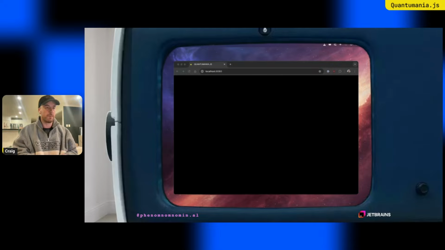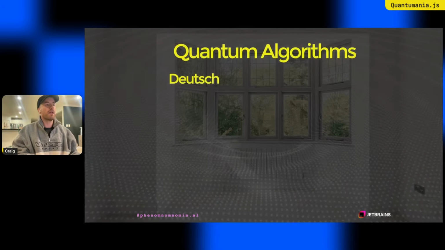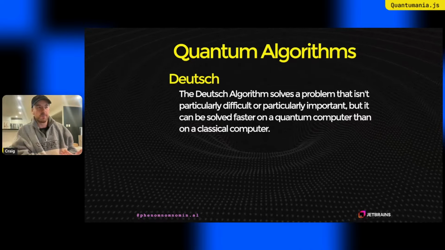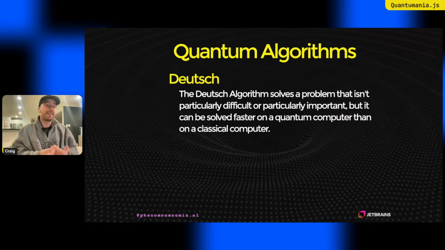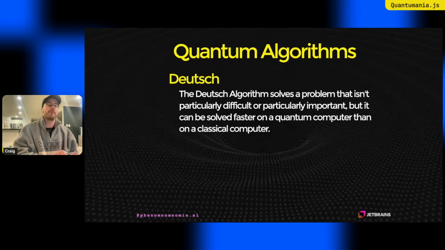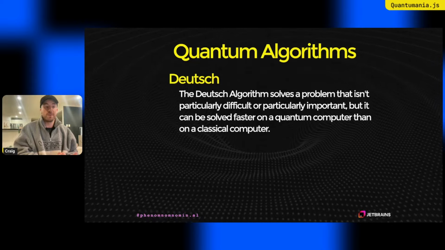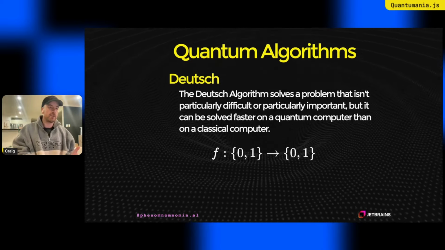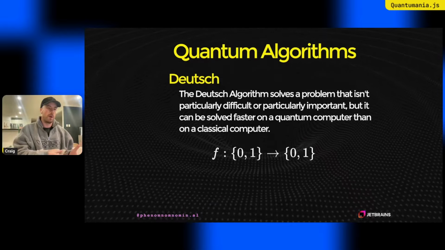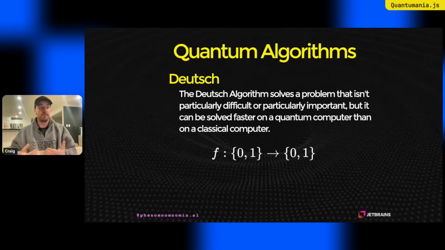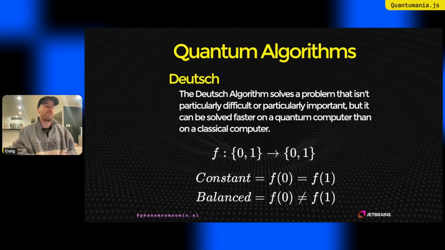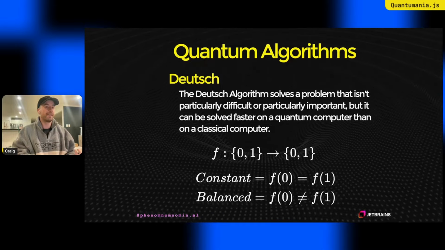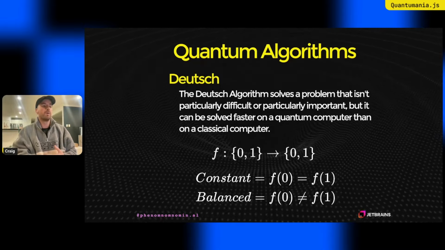Let's talk about some quantum algorithms. So the Deutsch algorithm solves a problem that isn't particularly difficult or particularly important, but it can be solved faster on a quantum computer than on a classical computer, which is pretty interesting. It simply says that if you have a function that maps from 0 and 1, 2 inputs, to 0 or 1, we want to find out if that function is constant or balanced. So if I put 0 in, do I get the same thing as when I put 1 in, or are they different?